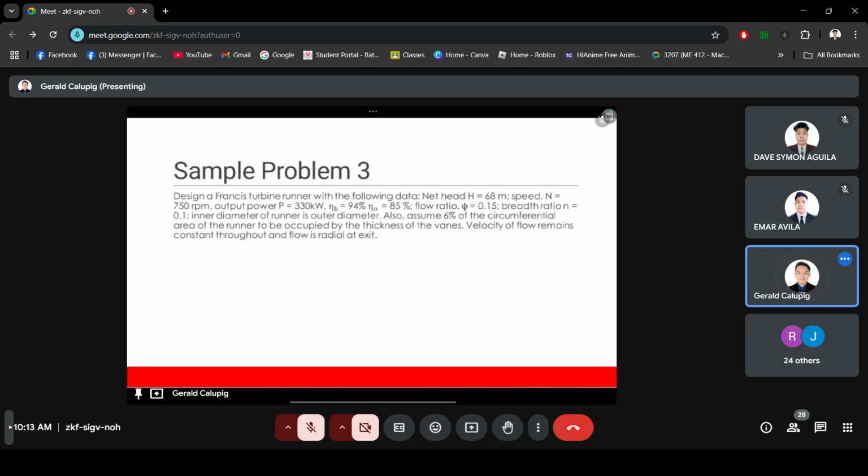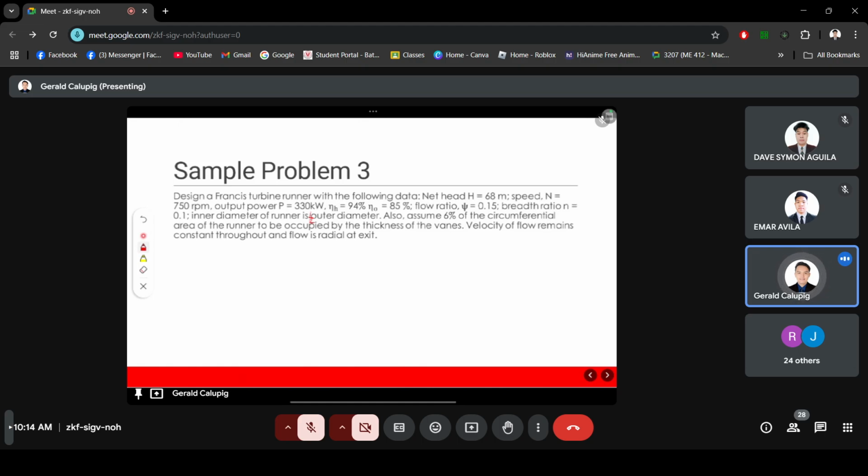The hydraulic efficiency is 94%, overall efficiency 85%, flow ratio 0.15, breadth ratio N is equal to 0.1, inner diameter of runner is 1/2. Also assume 6% of the circumferential area of the runner to be occupied by the thickness of the vanes, and the velocity of flow remains constant throughout, and flow is radial at exit.